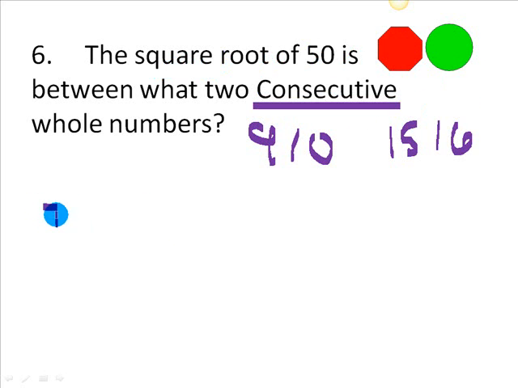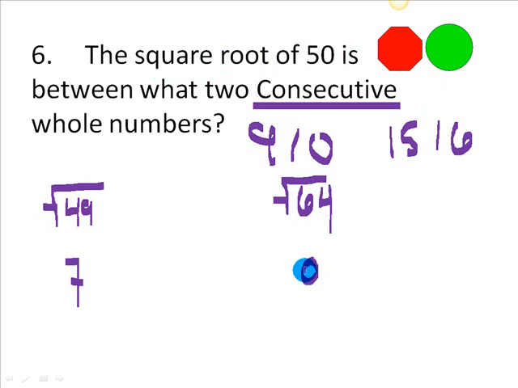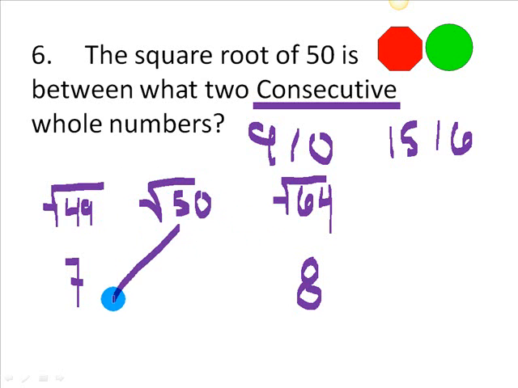Well, it turns out that the square root of 49 is a perfect square, is exactly equal to 7. And the square root of 64 is exactly equal to 8. 7 and 8 are consecutive numbers. The square root of 50 falls somewhere between the square root of 49 and the square root of 64, and so it falls over here somewhere.